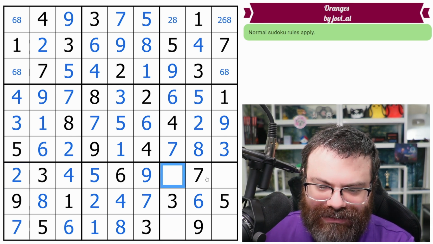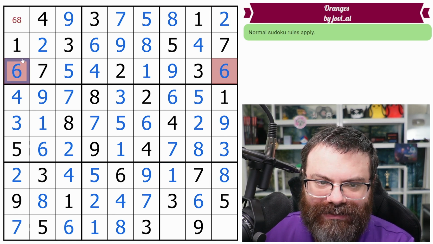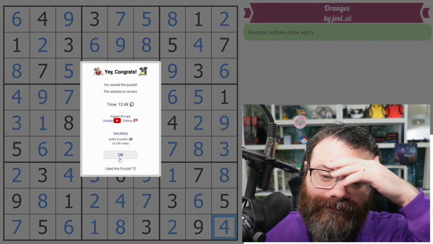What is this? Okay, let's do these pairs. We need a 1 here. That's there. We need an 8. That gives us the 6, the 2, and the 8. The 8 and the 6. And then down here we need a 2 and a 4. They go like that. Wow.